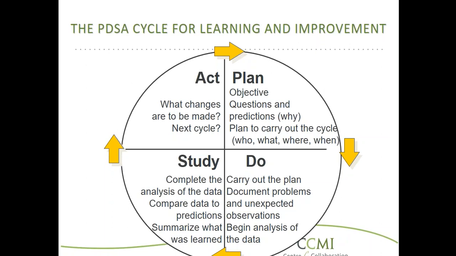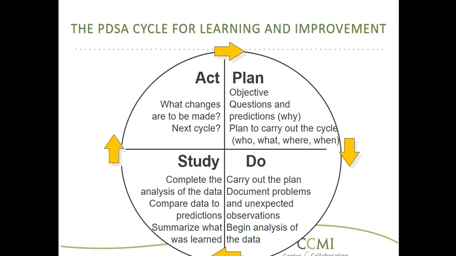In the PDSA, we start with a plan. We have an objective, something we want to learn. We have questions, things that we want to understand about meeting this objective. We might have some predictions about how we think this test is actually going to go. And then we develop a very clear plan. Who's going to do this test, on what day, at what time, with how many people, and how are they going to, sorry, I said when already, so who's going to do what, where, and when.